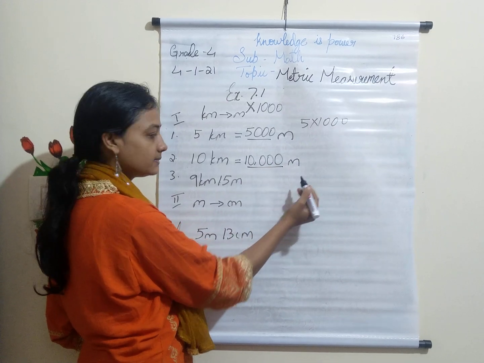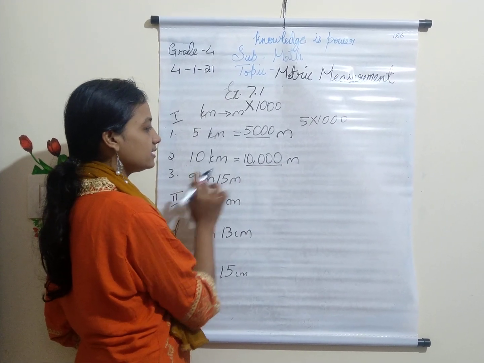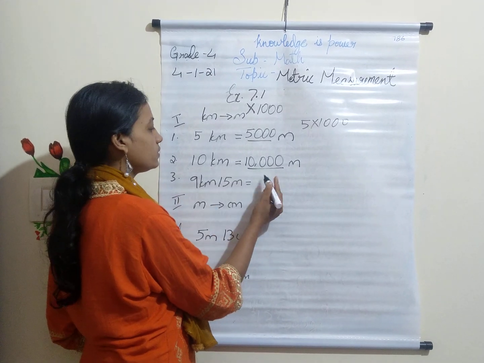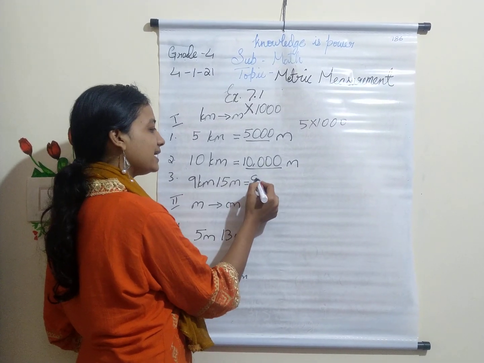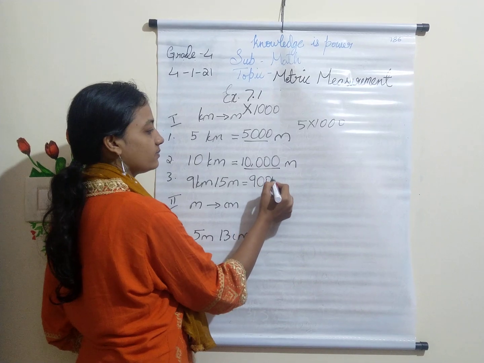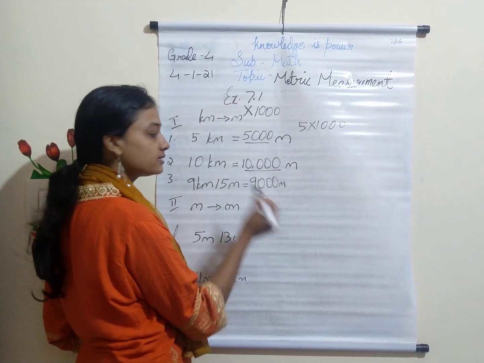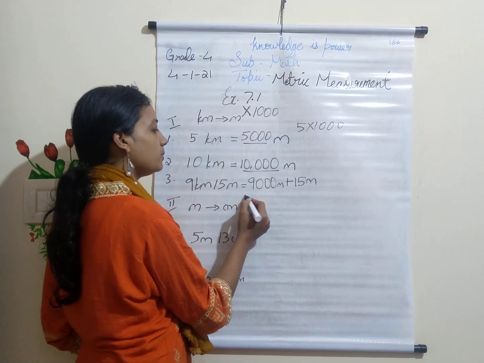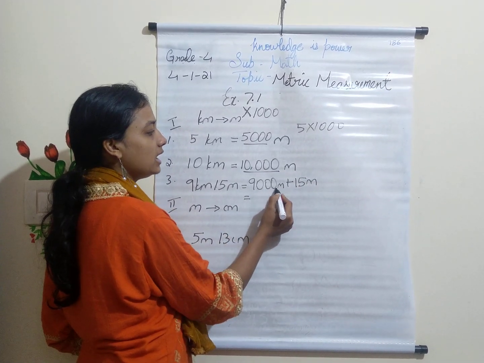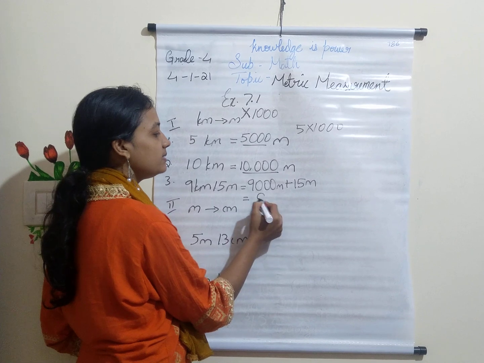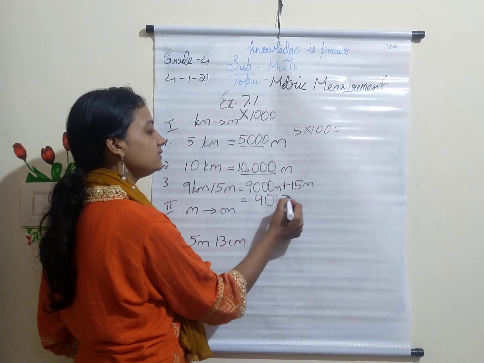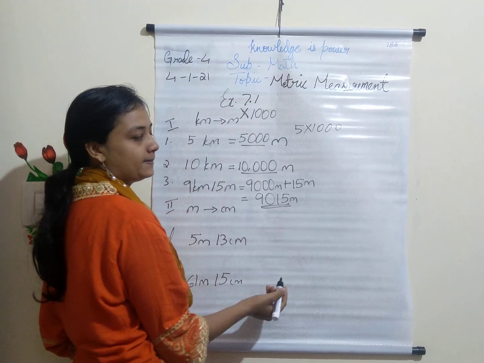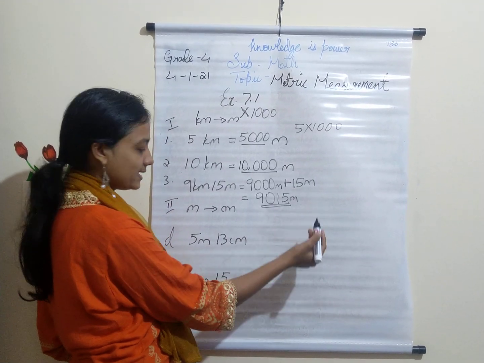10,000 meters. If you see here in the third one, I have kilometers and meters. So what will I do? First convert 9 kilometers to meters. So it is 9,000 meters. Then add 15 to that. So how much is the answer now? 9,000 plus 15 will be 9,015 meters. This will be my answer. So the other three, try it out.